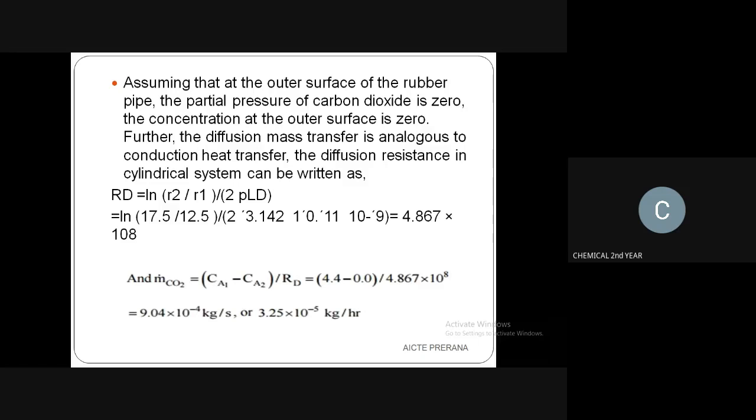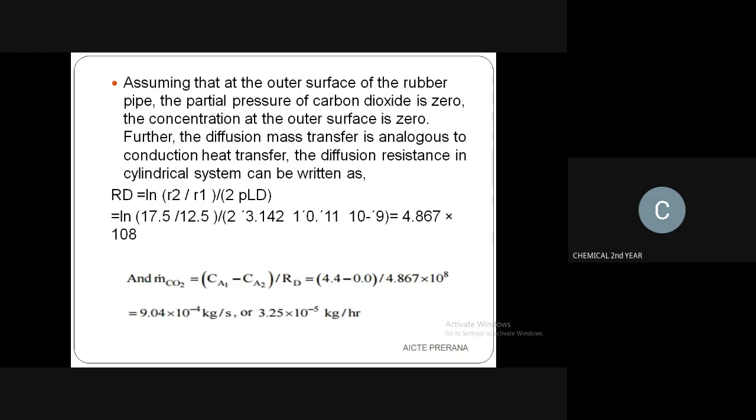Then, assuming that at the outer surface of the rubber pipe the partial pressure of the carbon dioxide is 0. We already know that at the outer surface of the rubber pipe the carbon dioxide pressure will be 0. The concentration at the outer surface is 0. Further, the diffusion mass transfer is analogous to conduction heat transfer.